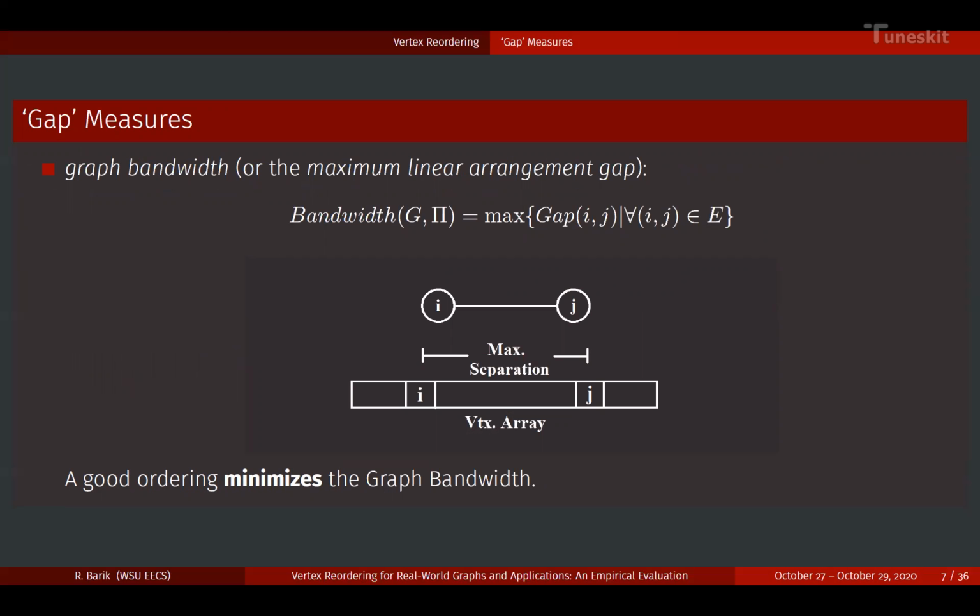Here's how we define the graph bandwidth. For any two pair of vertices i and j in the graph such that they are adjacent to each other, the maximum separation between their ranks in the vertex array is the graph bandwidth.